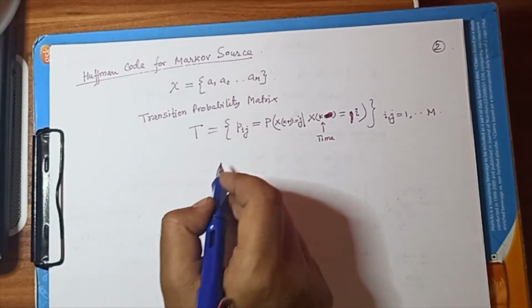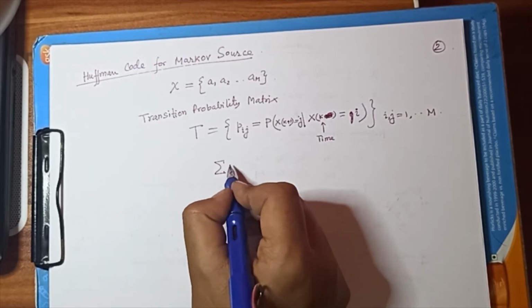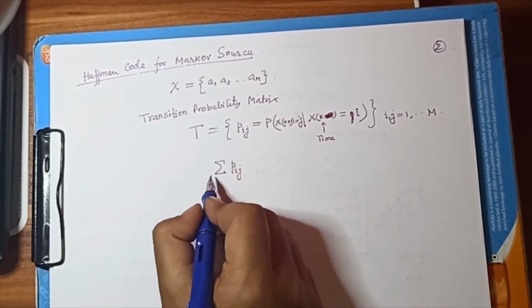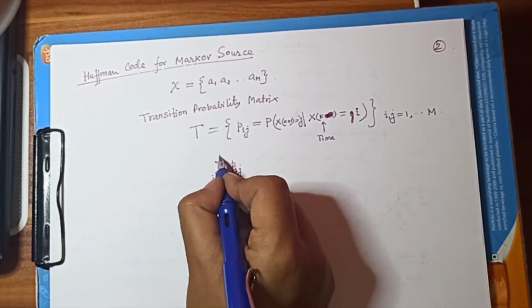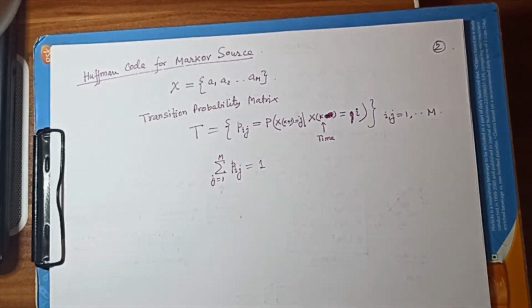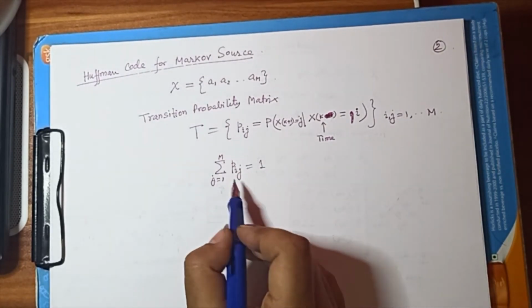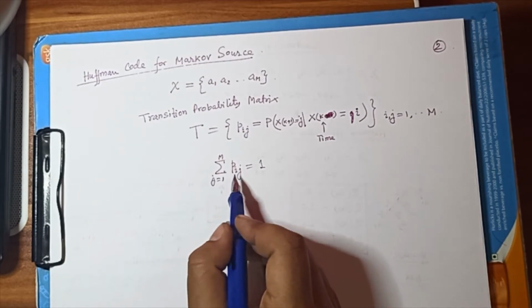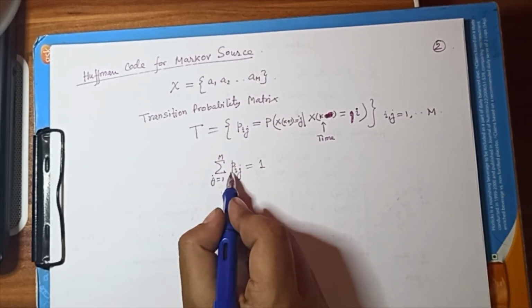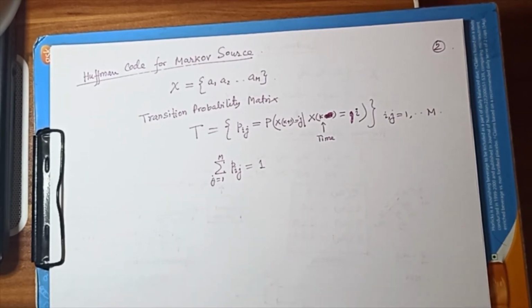So these probabilities should have the following characteristic: the sum of Pij for j equal to 1 to m should be 1. So every row vector should sum to 1, because these are essentially conditional probabilities. Previous state is I, that's it.